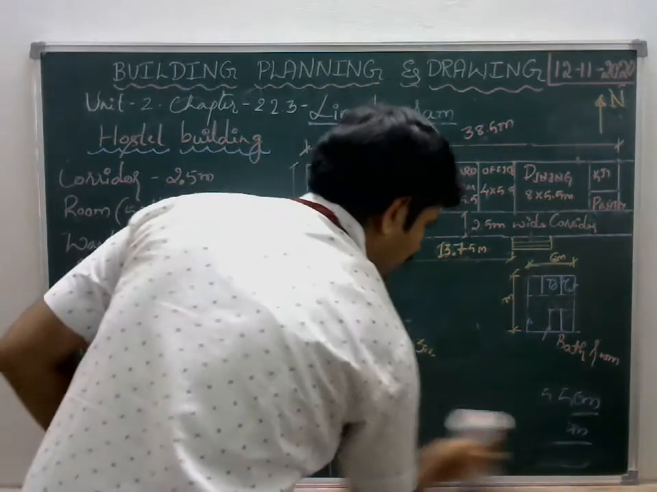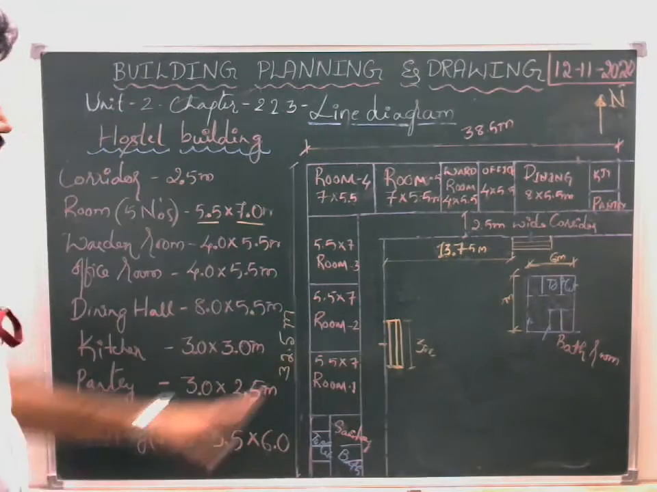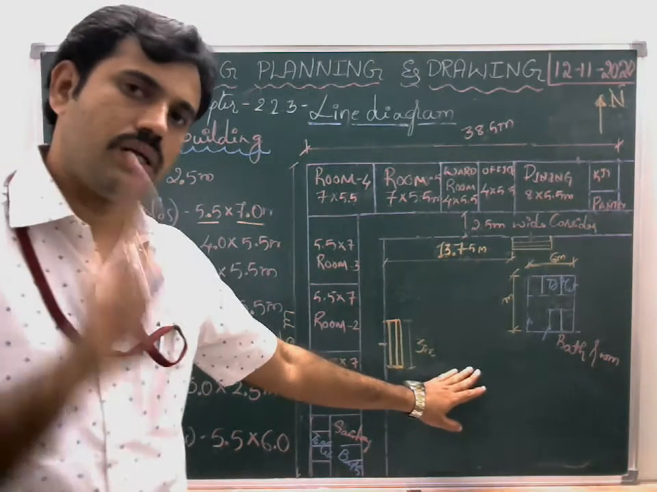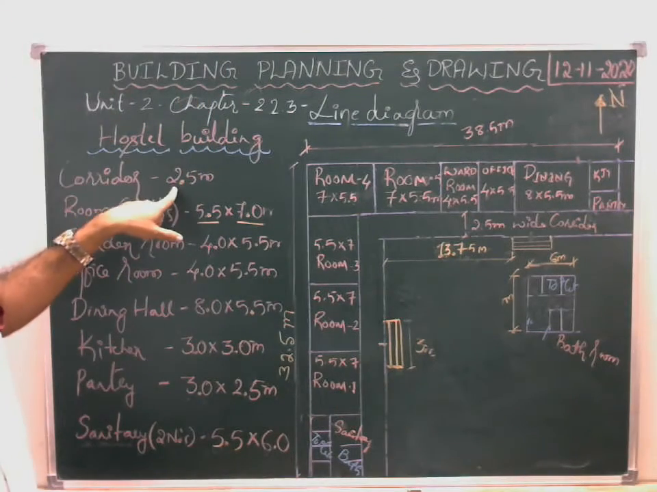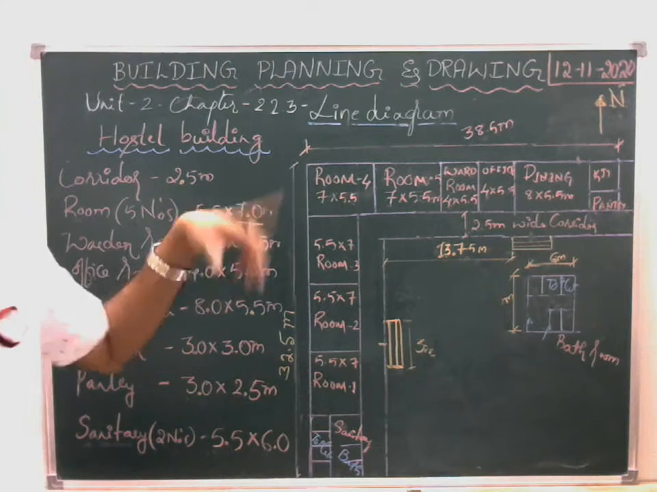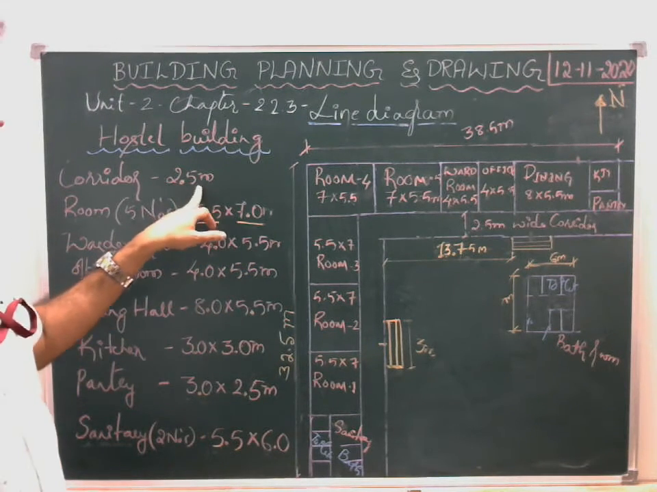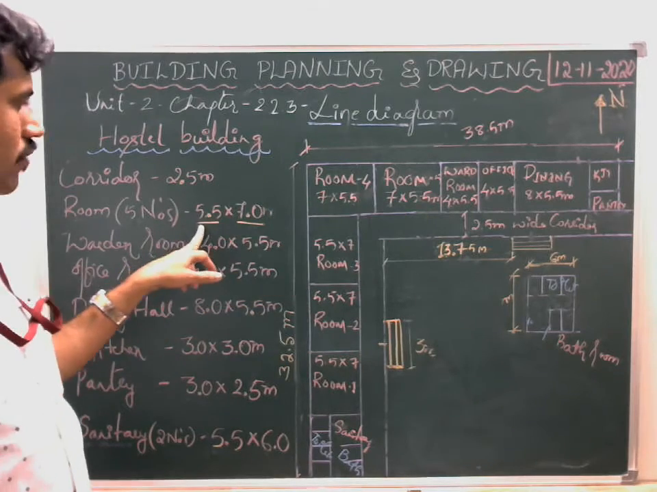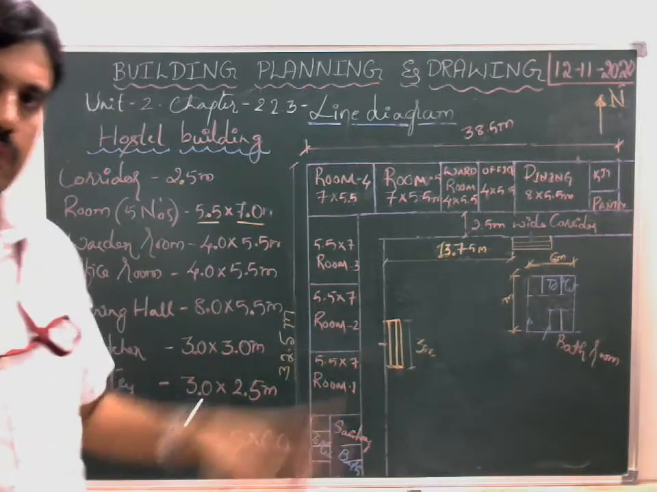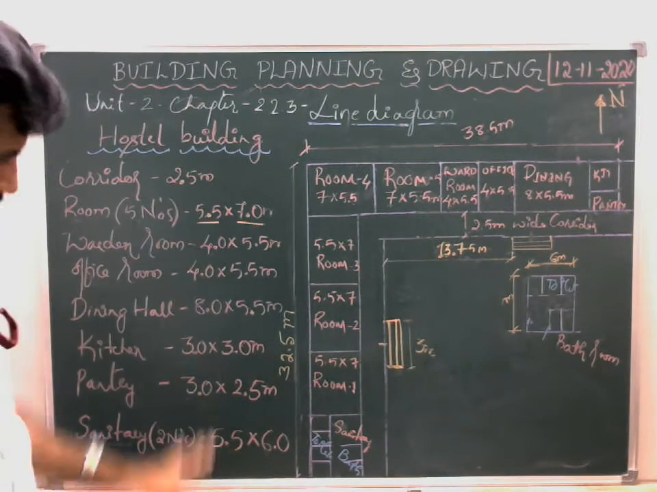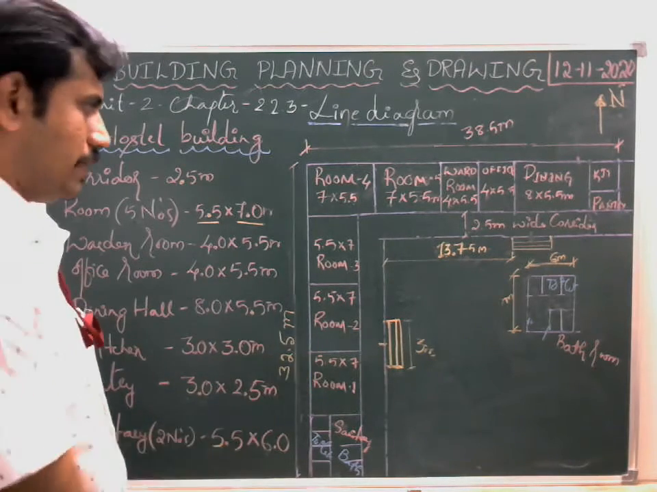So first we have to prepare the scale. For 1 is to 100, you get 1 centimeter is equal to 1 meter. Nothing but the given dimensions will be directly written as centimeters on the paper or on the board. 2.5 is written as 2.5 centimeter. 5.5 is written as 5.5 centimeter. 7 meter is equivalent to 7 centimeter on the paper. So these dimensions are directly written in centimeters on the paper.